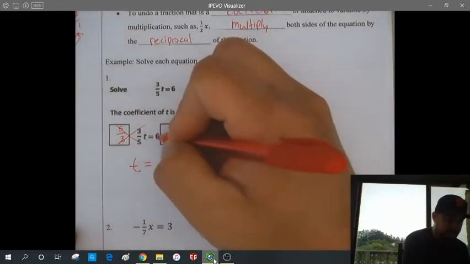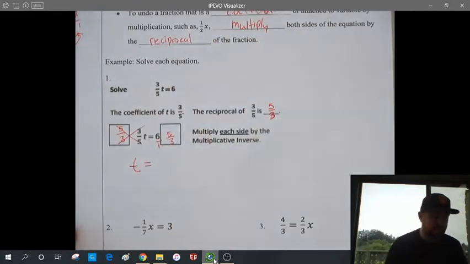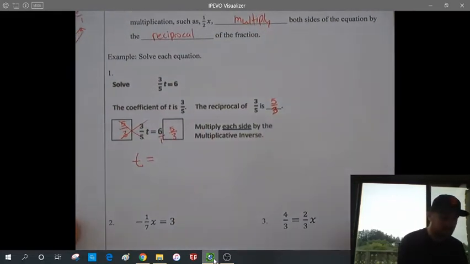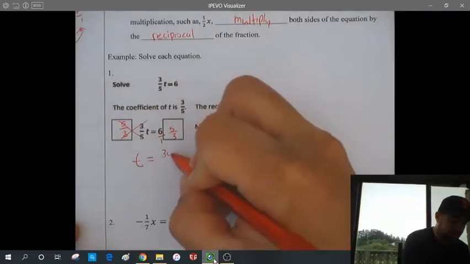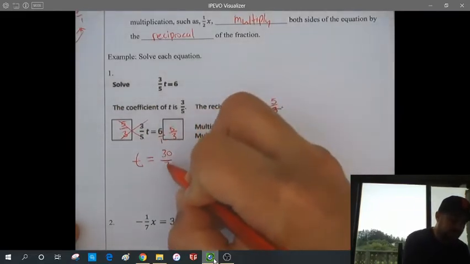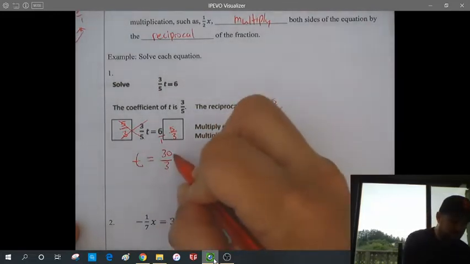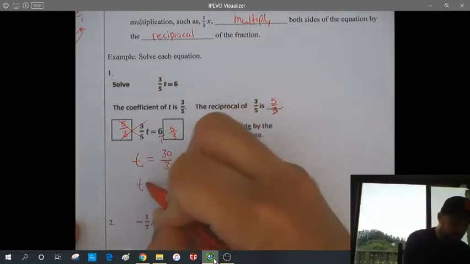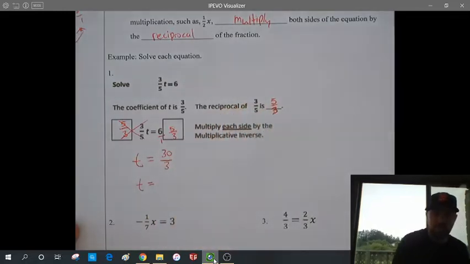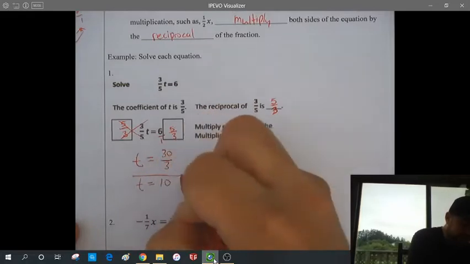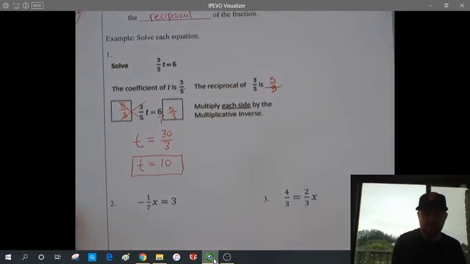Over on the other side, I actually have to multiply 6 times 5/3. Remember, to do that, I do top times top, bottom times bottom. So 6 times 5 is going to make 30, over 1 times 3 is going to make 3. That gives me 30/3, though, which I can divide both top and bottom by 3, or just view it as division now, 30 divided by 3. And that's going to give me 10. So I end up with just t equals 10 from that problem.